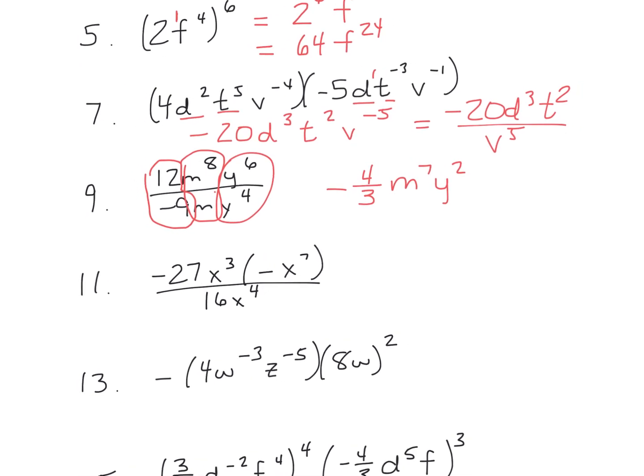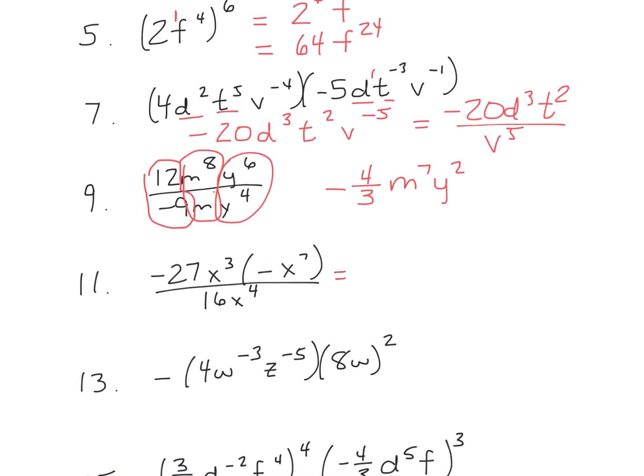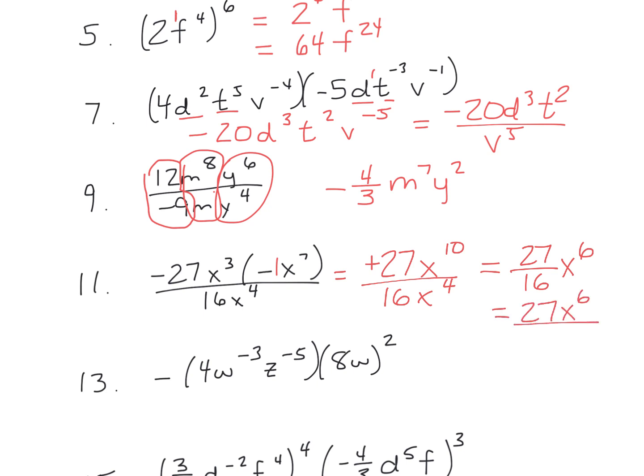Number 11. I could simplify that top. I have negative 27. Actually, I have a negative 1 here, so that becomes a positive 27. And then I have x to the 10th, all over 16x to the 4th. Now I would reduce the 27/16, which I don't think I can. It'll stay the same. X to the 10th divided by x to the 4th would be x to the 6th. I could write it like this, which also means the same as just keeping that x to the 6th in the top.